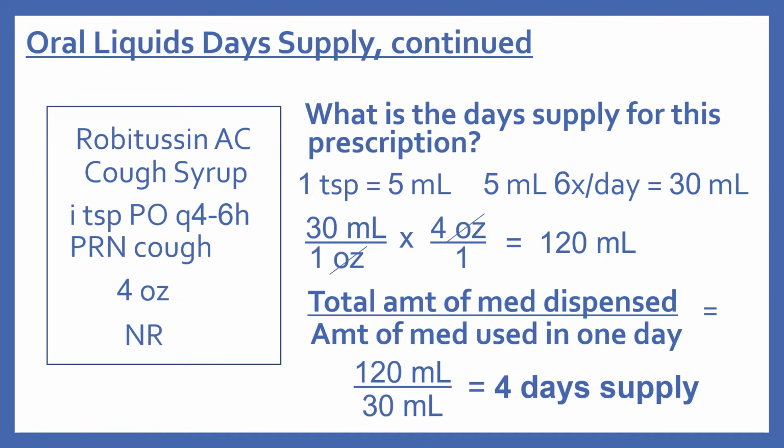So we have 30 milliliters in 1 ounce, and we're doing 4 ounces here. So it'd be 30 milliliters over 1 ounce times 4 ounces over 1, and our ounces cancel, if you remember from our conversion calculations, and so we have 30 times 4 gives us 120 milliliters. So now we'll just take our total amount of medication dispensed and divide it by the amount of medication used in one day. So 120 divided by 30 gives us a 4-day supply.